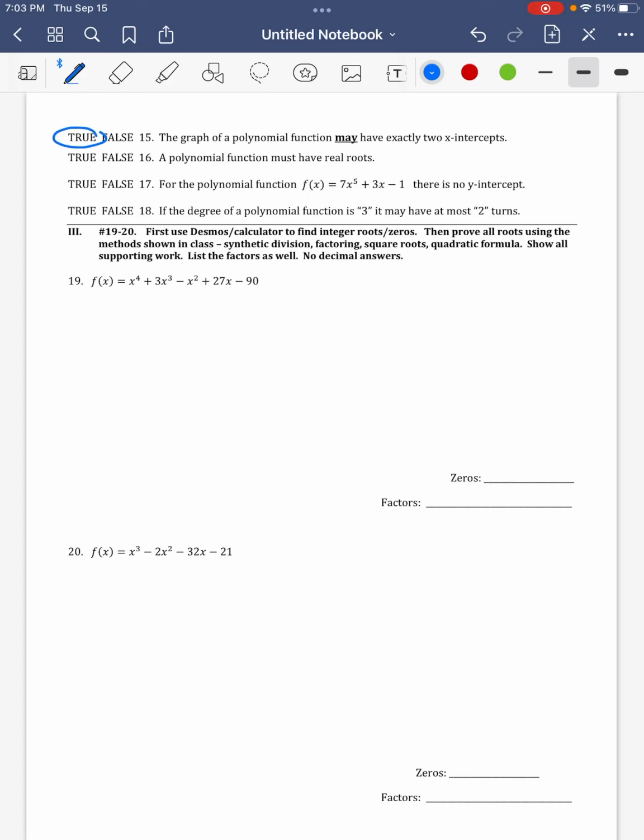Look like a parabola. All right, a polynomial function must have real zeros. No, that is not true. You can have all imaginary zeros.